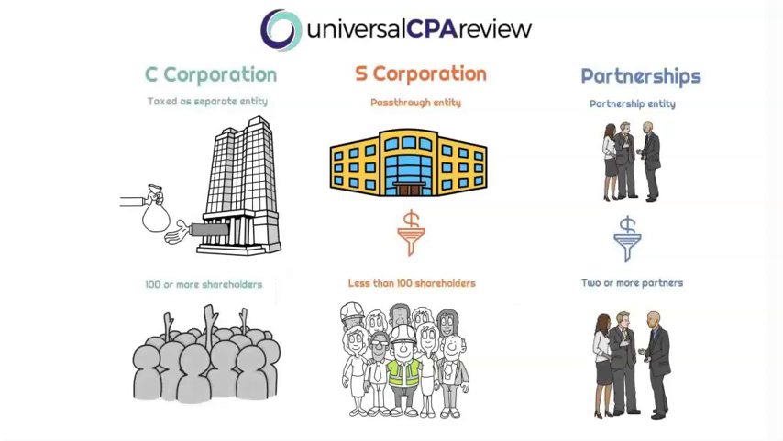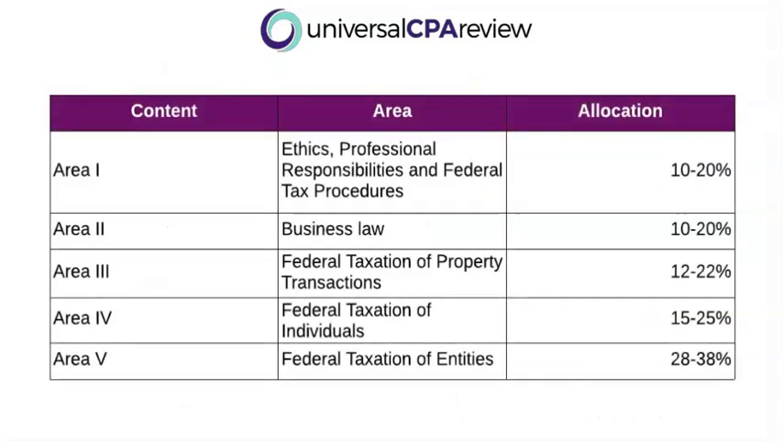We're now going to talk about arguably the most important content area within the regulations section of the CPA exam. That section is going to be entity taxation. The entity taxation section of the regulation exam is going to be weighted anywhere between 28 to 38%. So what does that tell us? It tells us that this is going to be very important. It also tells us that we have a lot of work to do. But good news here again is that this is not rocket science.